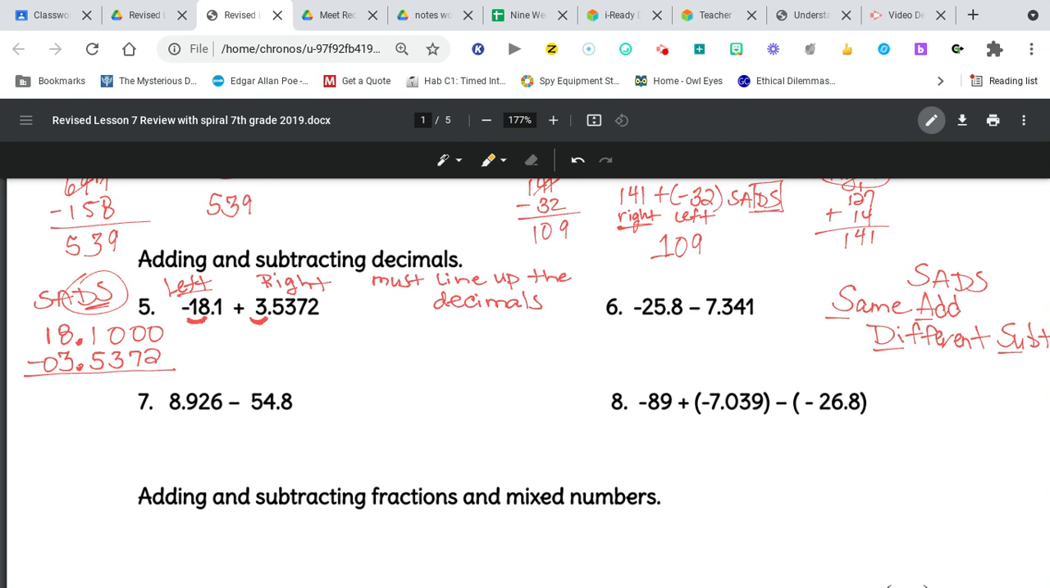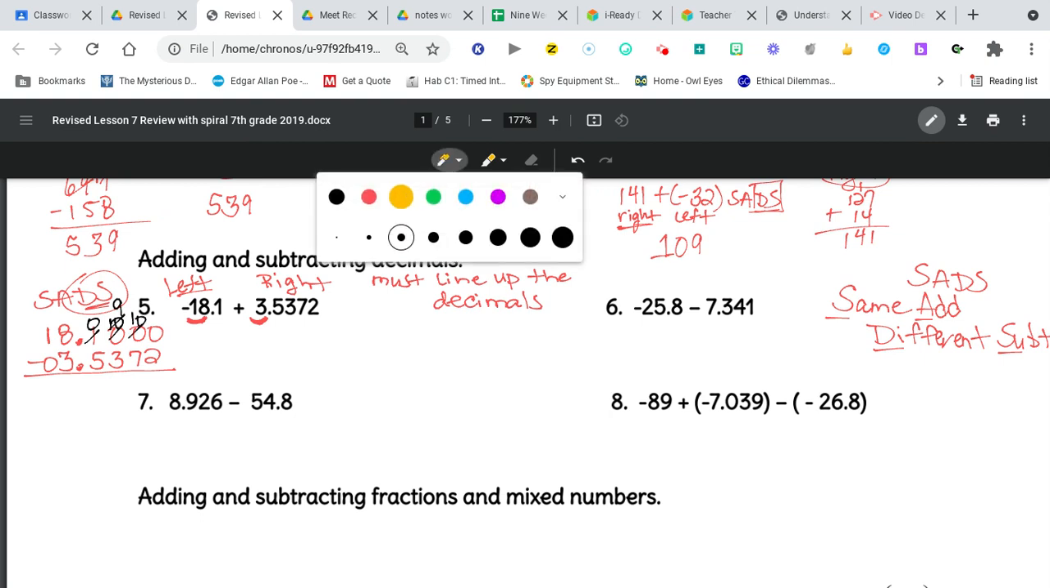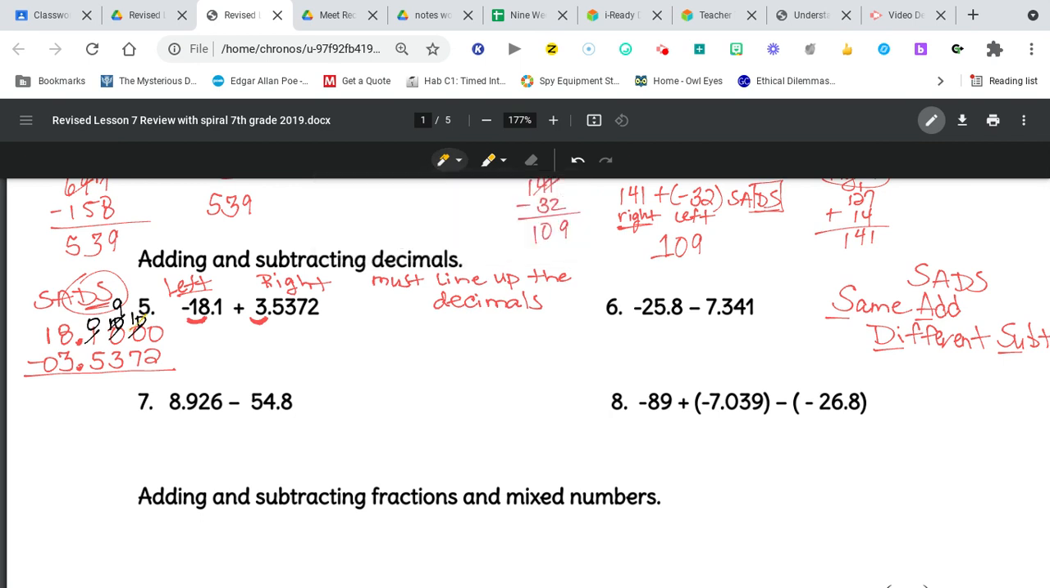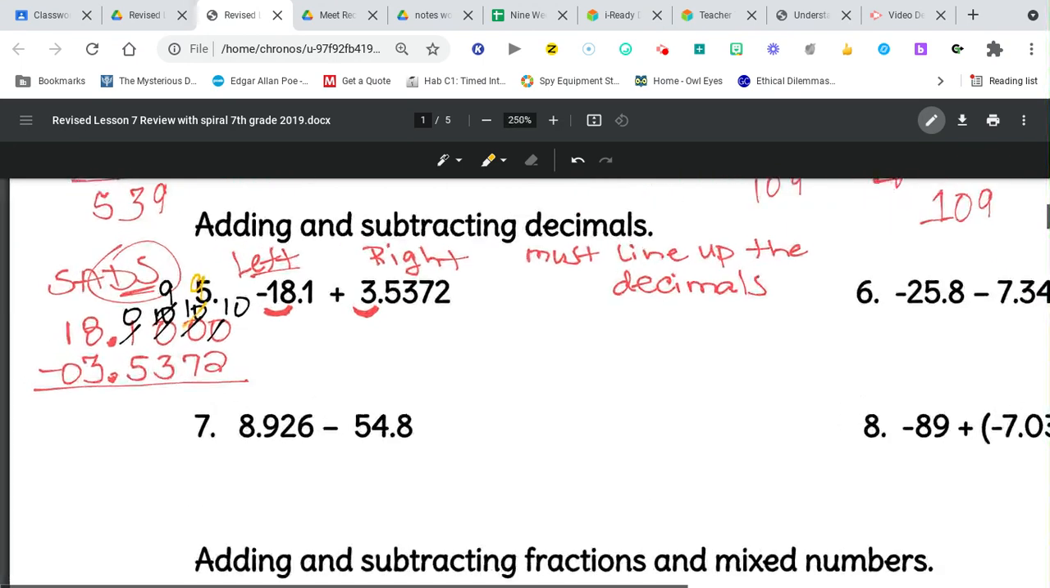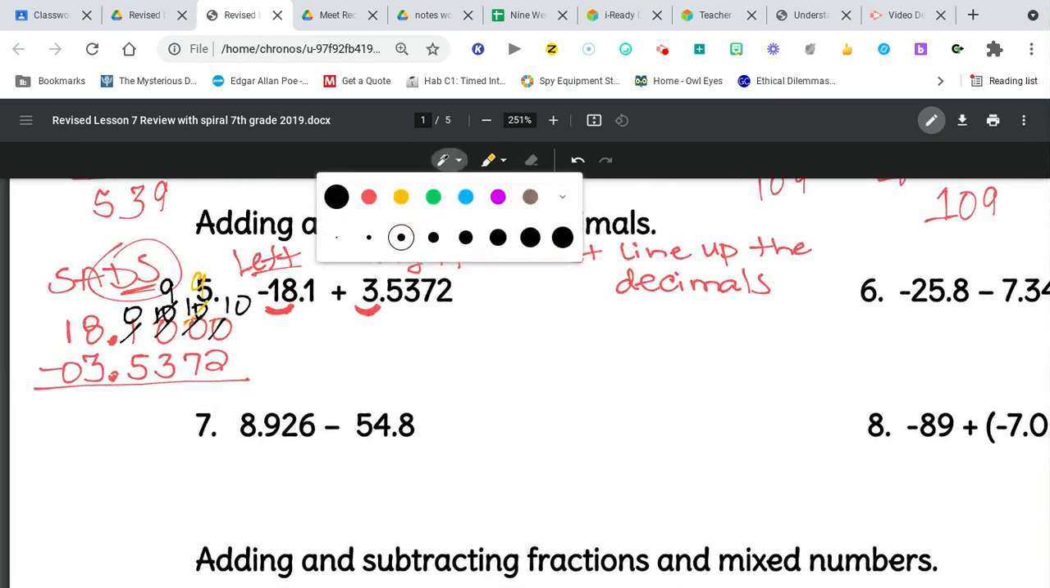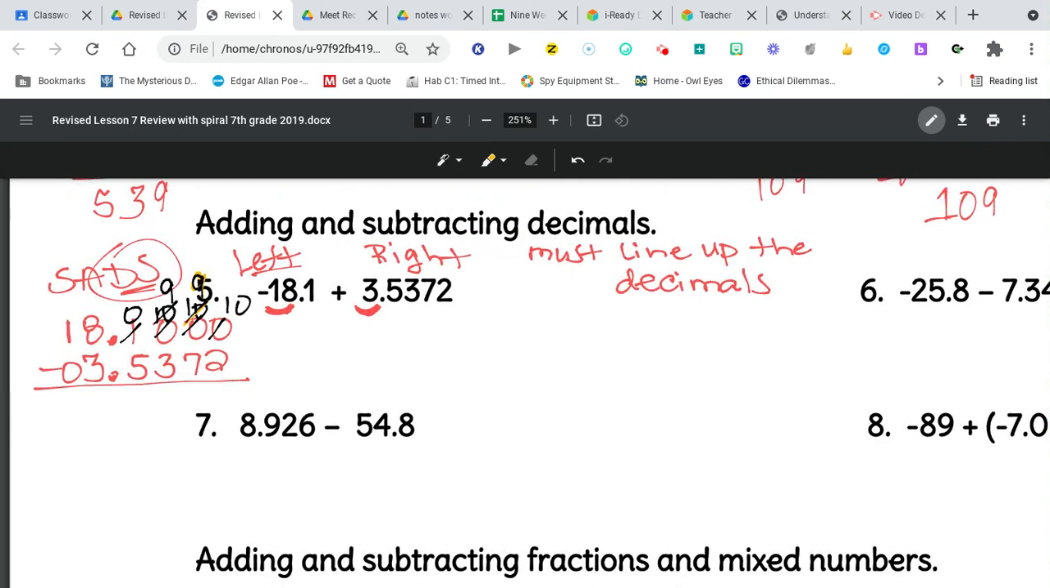I can't start off with 0 and take away 2 of something. So this becomes a 0 so that can become a 10. This becomes a 9 so that can become a 10. This becomes a 9 so that can become a 10, guys. Let me put that back as the same color. All right, so 10 minus 2 is 8. 9 minus 7 is 2. 9 minus 3 is 6. 0 minus 5 is impossible.